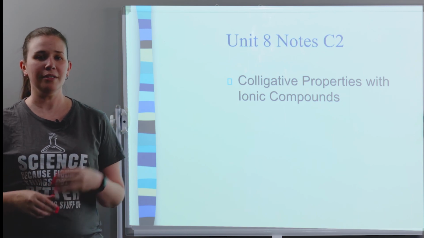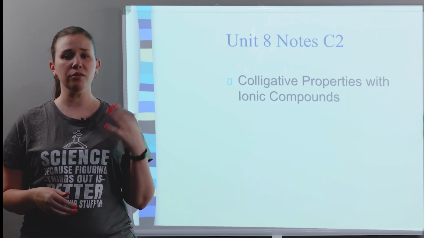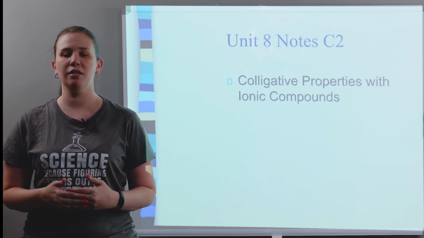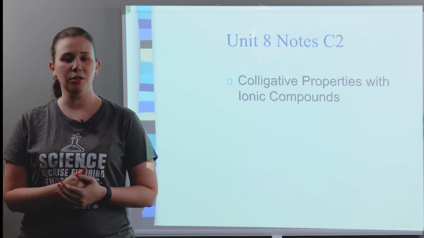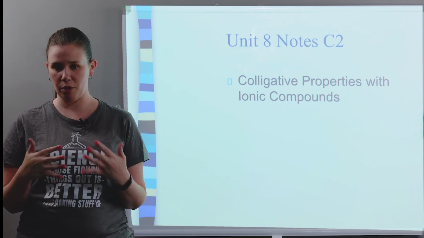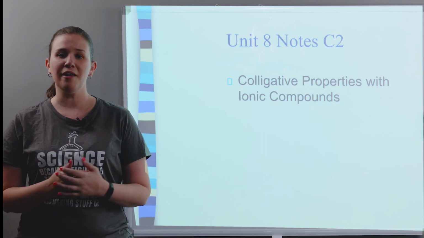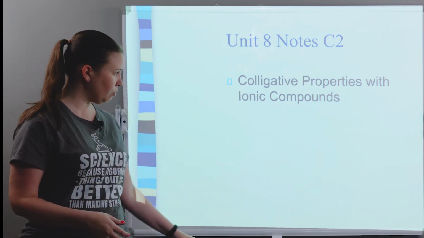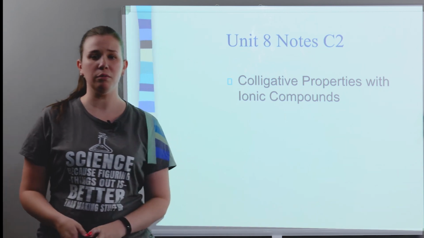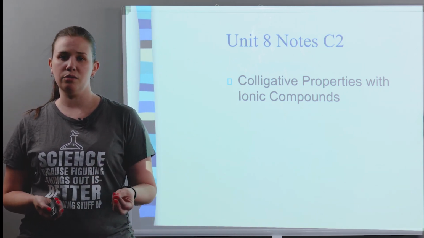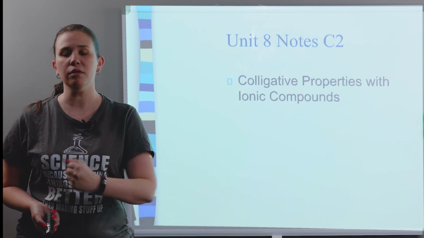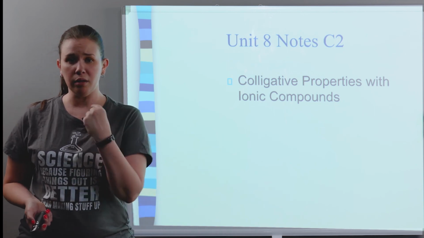Hey guys, we're going to continue with colligative properties, but in Part 2 of Note C, we're going to look at colligative properties as they relate to ionic compounds. There's one thing that'll be very different than the same properties with molecular compounds, and that is the number of particles. And if you remember, colligative properties are all about the number of particles. Molecular compounds do not dissociate in water, and so everything we looked at in Part 1 had one particle.